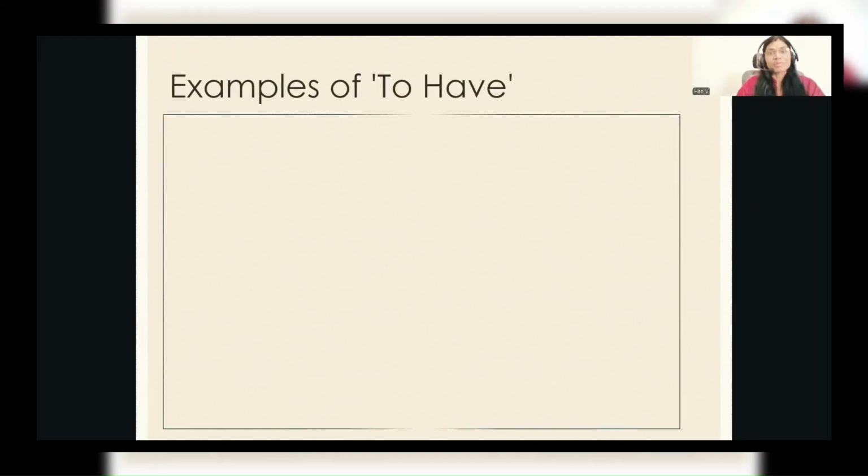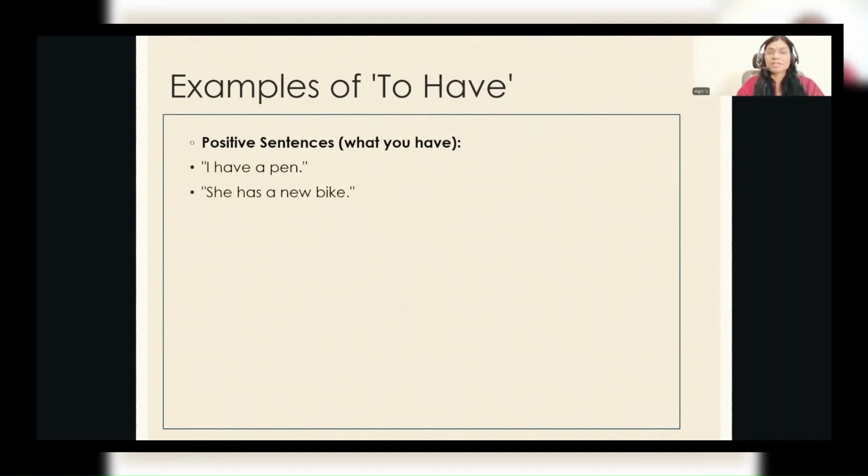Let's have some more examples of the verb to have. If you want to make positive sentences, that means you talk about what you have, then you say, I have a pen. She has a new bike. They have a big house. So I have a pen. She has a new bike. They have a big house.